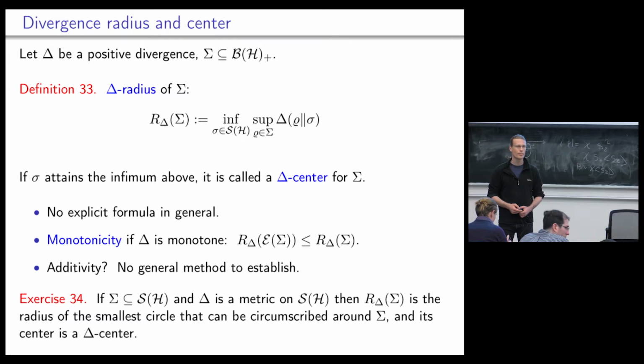Why do you use rho versus sigma, versus the other way around? Good question. Because this is what will become important later. In the end, we will be interested in the quantities that appear naturally in certain coding theorems. And with this convention, this will appear naturally and not with the other.